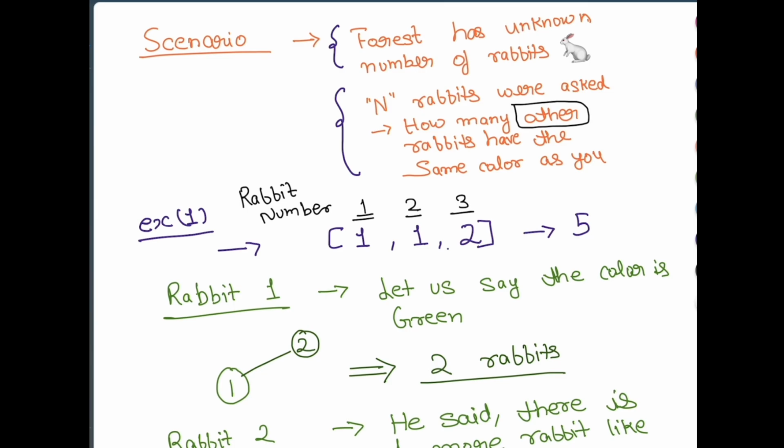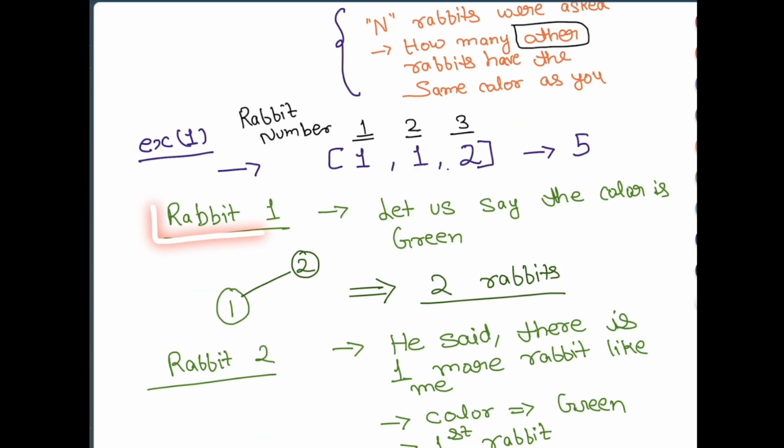So what we can do is analyze the answer of each rabbit one by one. So let us talk about rabbit number 1. This rabbit number 1 told that according to me there is exactly 1 more rabbit who has the same color as me. So let us say the color is green. And one more thing guys, we trust these rabbits, so whatever they are telling is the truth. So let us say the color of this rabbit number 1 is green. See, we don't know the color, but we are just assigning one color to it. So let us say this first one is of green color.